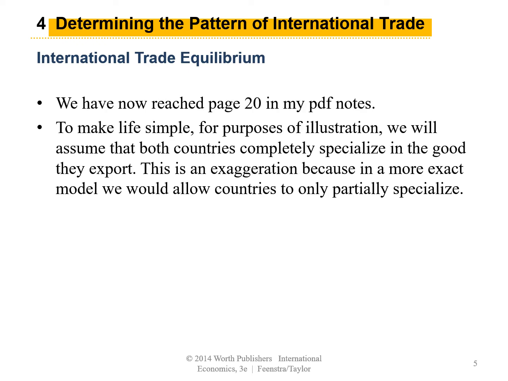So at this point, we've reached page 20 in the PDF notes, and we're going to make a simplifying assumption here. We're going to assume that each country specializes completely in one of the goods. Now, in a more complicated model, we wouldn't have to assume that, but we're just trying to illustrate some principles here. So let's keep life simple. Each country is going to specialize completely in producing only one of the two goods.